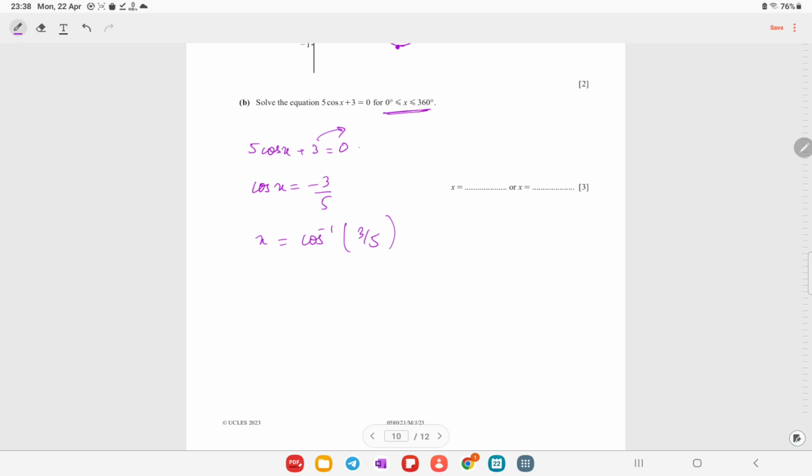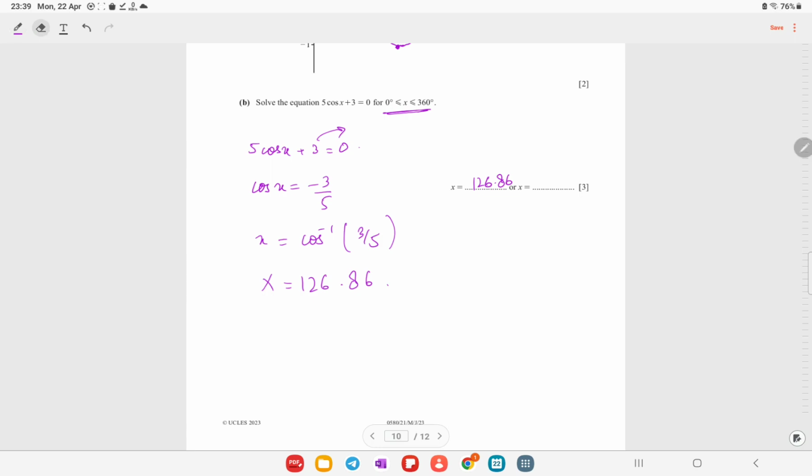If you do it on the calculator, this is going to be minus 3 over 5. Hold on, this should be shift cos inverse of minus 3 upon 5. So your angle is 126.86. So one value would be this one. Now you have to see that this angle is where cos is negative.